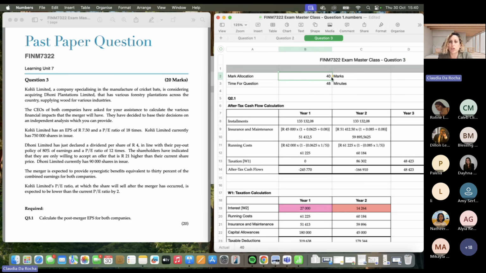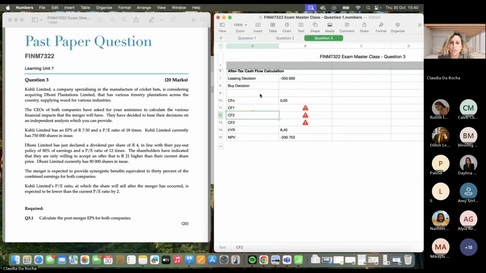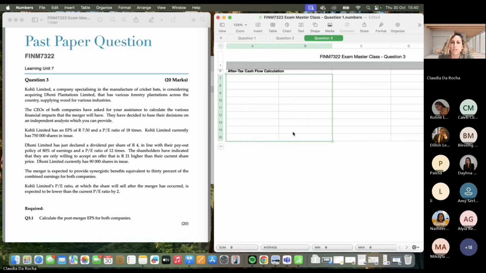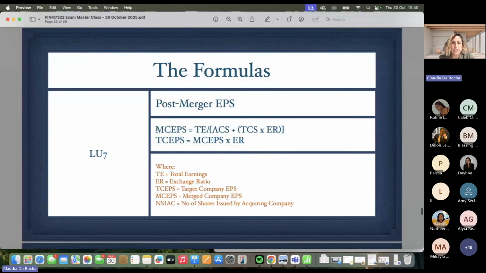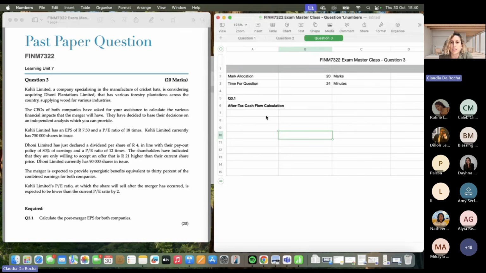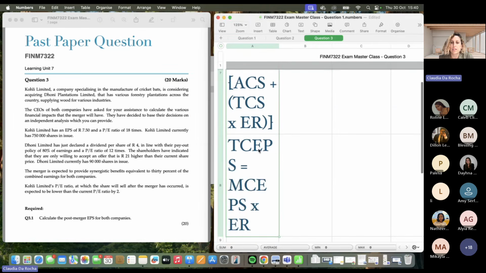And also to note, the mark allocation is 20. It should take us 25 minutes. We're only doing question 3.1. Let me just clean up all of this so we can continue. Okay, so like I said, this is what we are trying to achieve, but obviously we will go through the details and see what can be done.